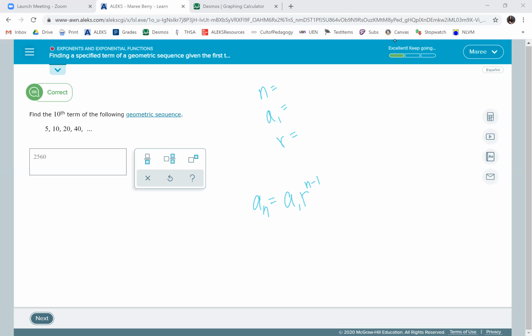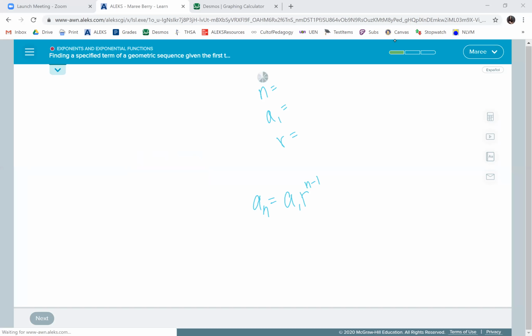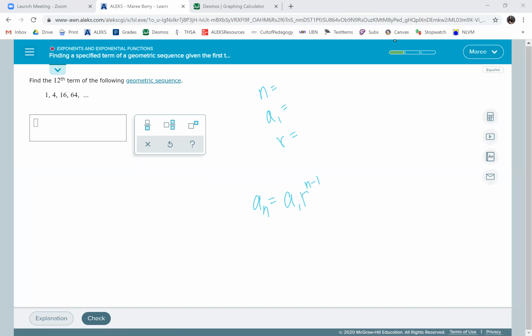Okay, let's go on to the next one. n is 12 because it's the 12th term. That's the one we're looking for. a sub 1 is 1, and then the common ratio. Oh no, did I call it the common difference last time? If I did, I'm sorry, it's supposed to be common ratio. What do we multiply 1 by to get 4? 1 times 4 is 4, 4 times 4 is 16, 16 times 4 is 64.